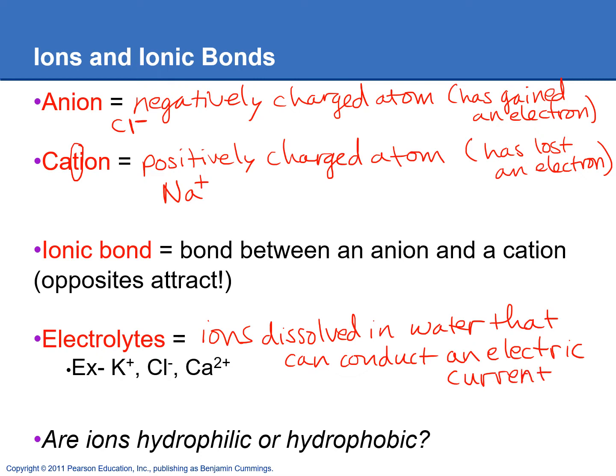Okay, so there's lots of examples of electrolytes that you can measure in a person's blood, like their potassium levels, sodium, chloride levels, calcium levels. So any of these ions that are dissolved in your blood, in the water like that, those are all your electrolytes. Okay. All right, so ions.